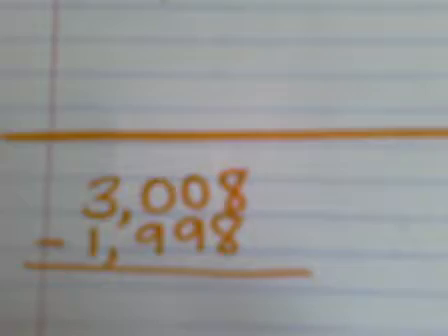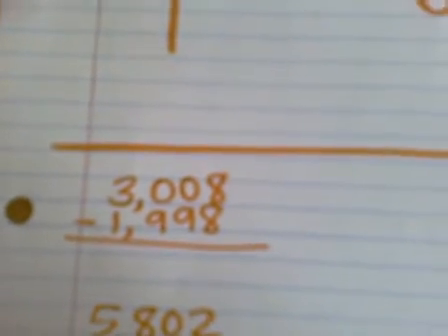Okay, next question. Which numbers have a difference close to 1,000? So that word close to gives me a clue that I can estimate and subtract. And that's good because estimating makes my life so much easier when I subtract. So let's do that on a scrap sheet of paper. The first one says 3,008 minus 1,998.